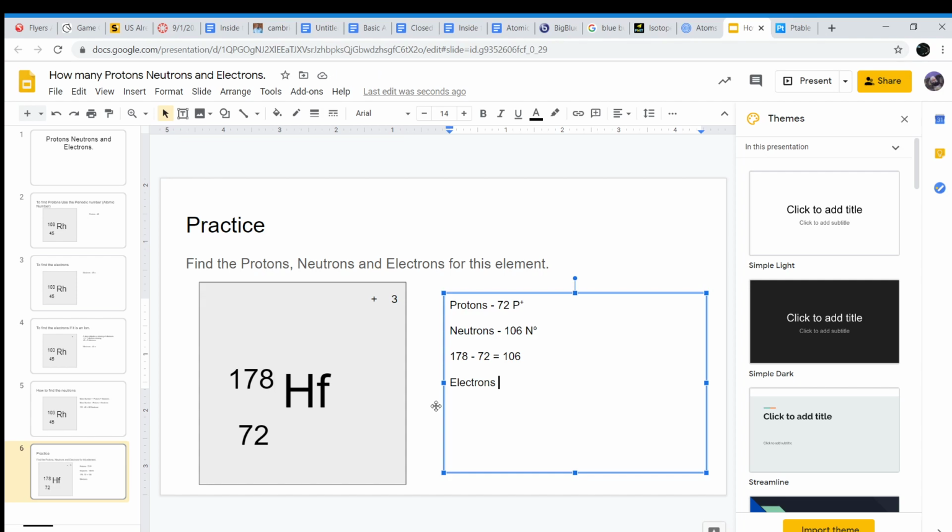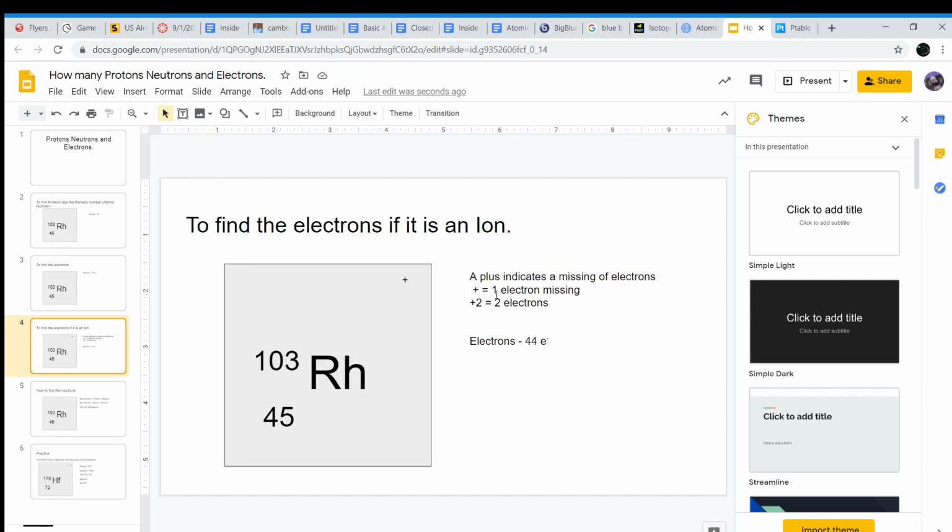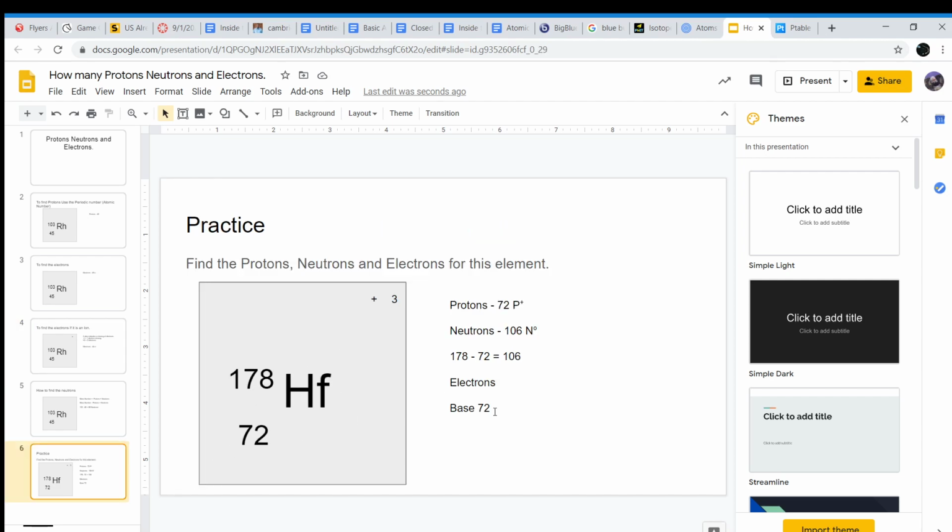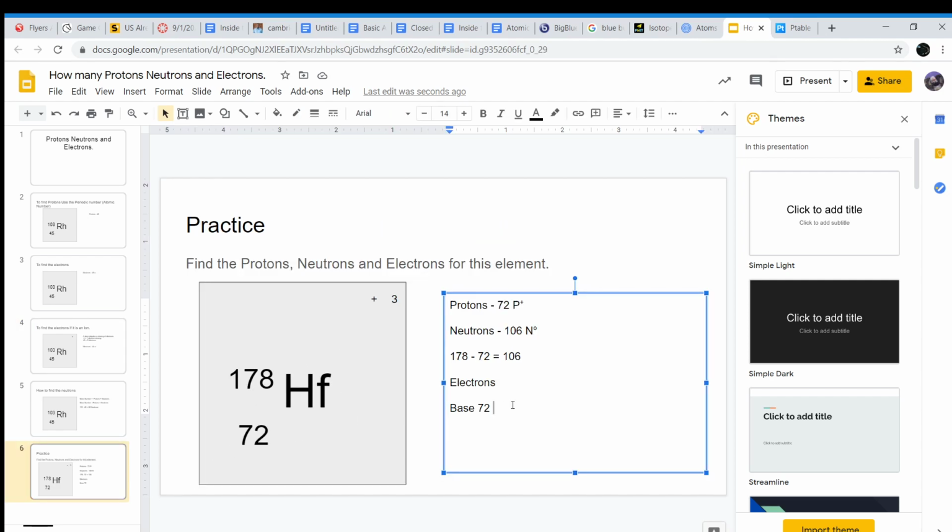We have 72 for the base. So we have a base of 72. And then it says plus 3. Okay? So plus 3. If plus 1 means that 1 electron's missing, and plus 2 means 2 electrons are missing, plus 3 means that 3 electrons are going to be missing. So we'll subtract 3 from there, and that will give us 69 electrons.